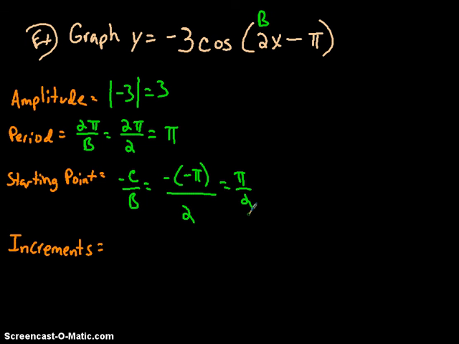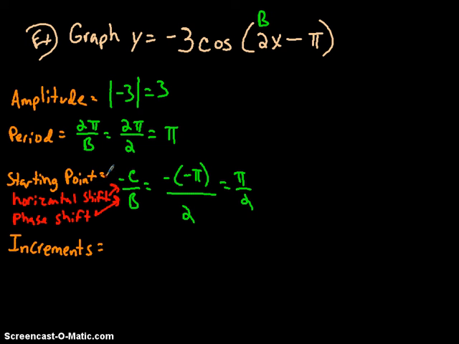And don't forget, there are several names for the starting point. Sometimes it's called a starting point, or certain books say starting point. Sometimes they would say horizontal shift, and sometimes they may say phase shift. All those are different words, but the exact same thing, negative c over b. So I just want to make sure we're clear on that, because it's important to know this vocabulary as we move forward.